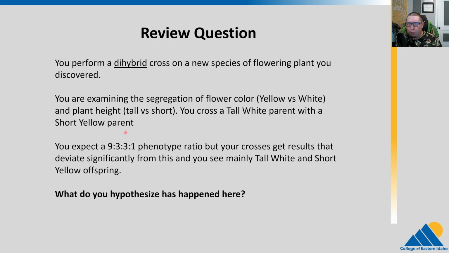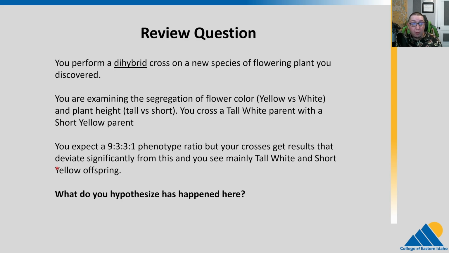So you would expect a 9:3:3:1 phenotype ratio in the F2, right? But your crosses get results that deviate significantly from this. You mainly see tall plants with white flowers and short plants with yellow flowers. What do you hypothesize has occurred here? Go and pause the video and think about that.